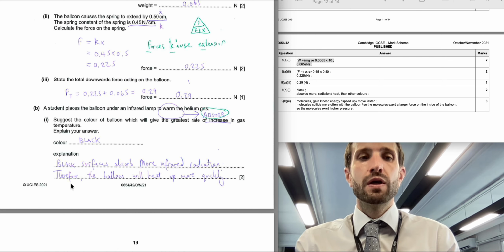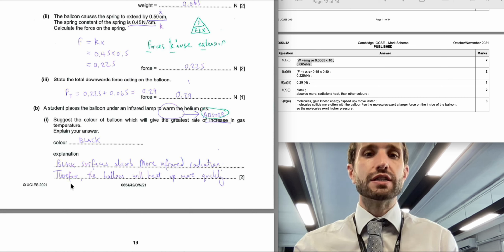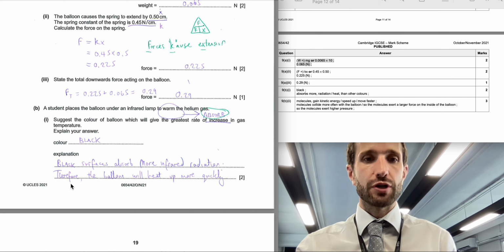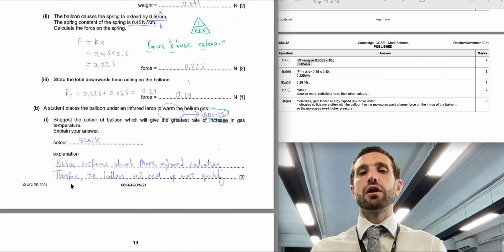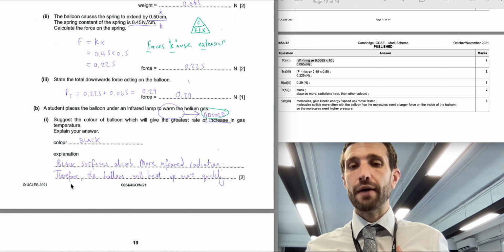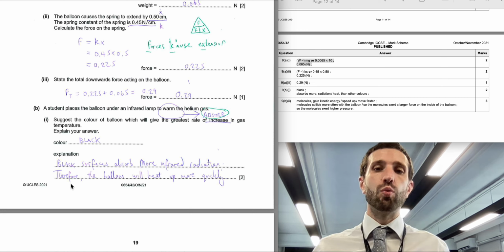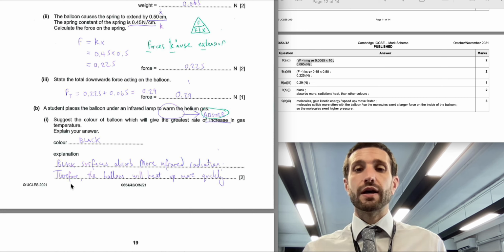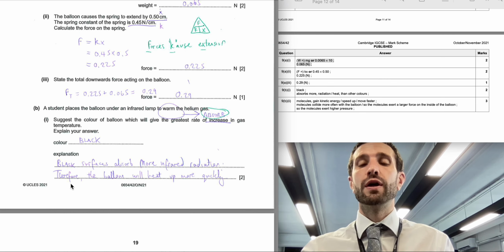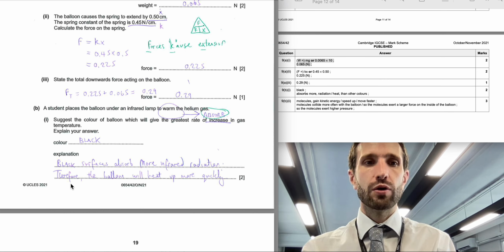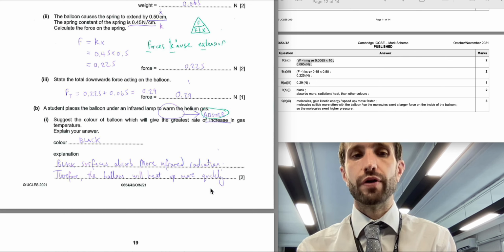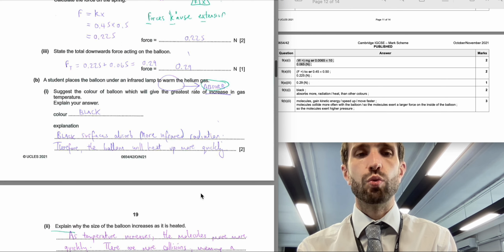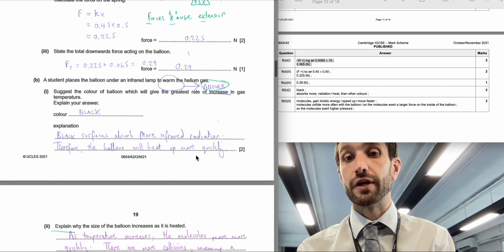And so therefore, it's going to get a very high rate of increase in gas temperature. And that's what we want to do. If we want my balloon to heat up quickly, I should colour it black. If I don't want it to heat up quickly, I colour it white, colour it silver, something like that, which will reflect the energy and therefore heat up less quickly. So we've got the colour is black, and black surfaces absorb more infrared radiation, and therefore it will heat up more quickly. So 1 mark really there for the colour and another mark for the explanation.